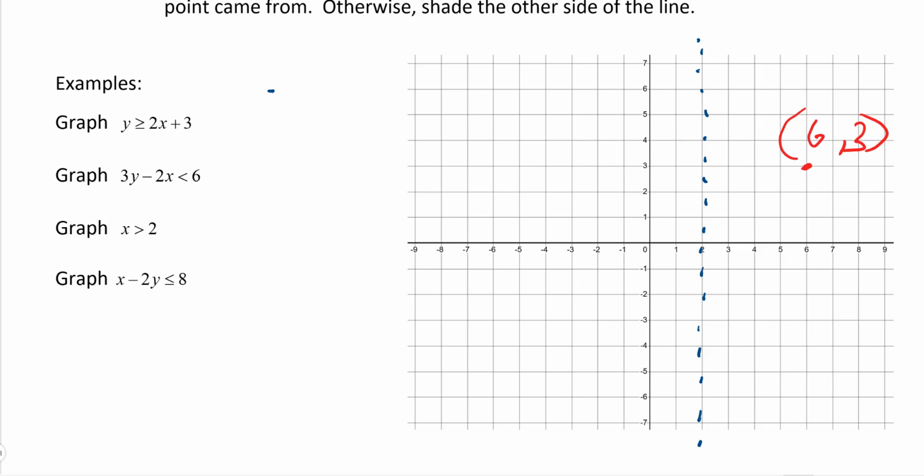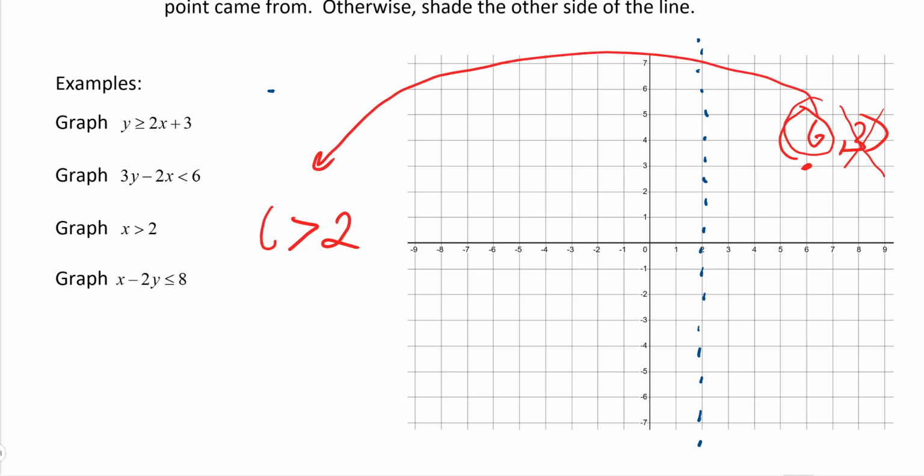I hope the next step is not confusing, but now we go back to our inequality and we plug the numbers into our inequality. Our inequality does not have any y's in it, so we don't care about the y in this case. The only thing it has is an x in it, so we're going to plug 6 in for x. So we take our inequality, x is greater than 2, get rid of the x, and replace it with our x coordinate of 6. And then we ask ourselves, is this true? Yes, 6 is greater than 2.